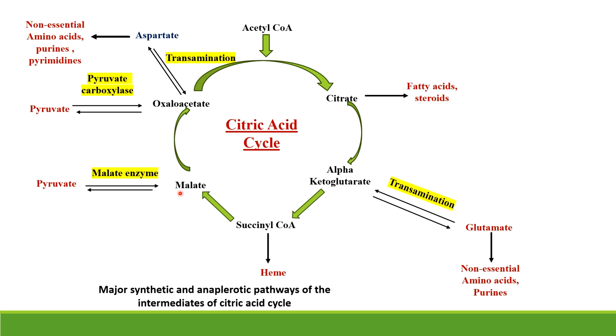Malate. Malate can be converted to pyruvate. This is again reversible. Oxaloacetate is converted to pyruvate. Then you can see oxaloacetate is also undergoing a transamination reaction to produce aspartate. Aspartate is again required for the synthesis of some amino acids, purines as well as pyrimidines. That's why we call them anaplerotic pathways. All these are anaplerotic pathways, which are utilizing the intermediates of citric acid cycle.